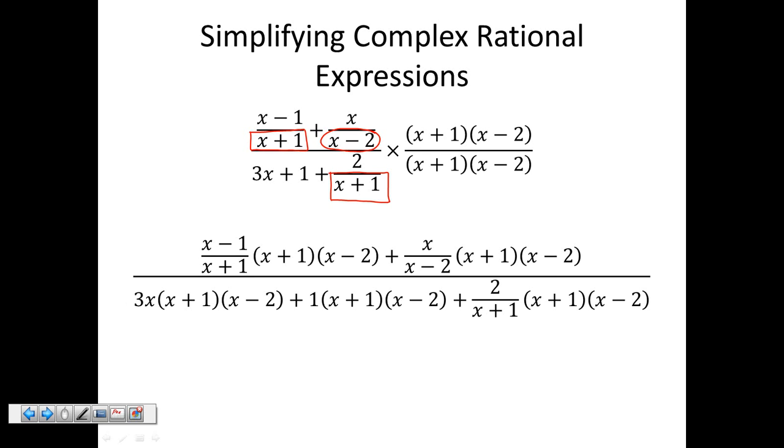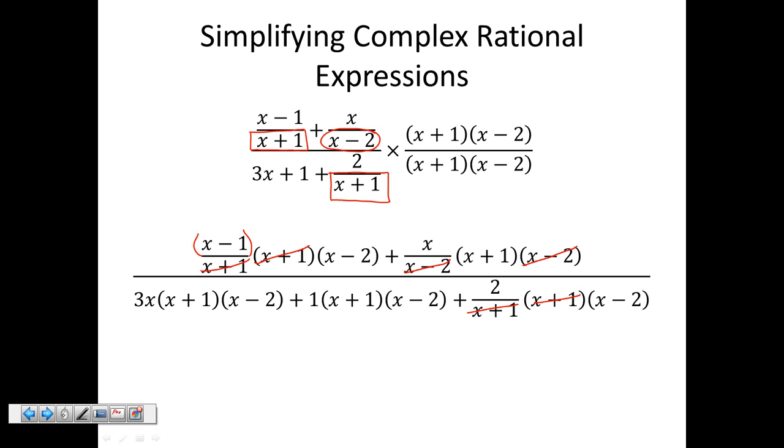Now, I've drawn it all out in gory detail. Take a look at what's going to cancel and what's not going to cancel. My x plus 1s will cancel right here. I'm still going to have this x minus 1 times the x minus 2. My x minus 2's are going to cancel right here. I still have to take that x and multiply it by the x plus 1. The 3x plus 1 didn't have anything to cancel, the x plus 1 or the x minus 2. I'm stuck multiplying by all of it. Oh, shoo! But I do get to cancel this x plus 1 with this x plus 1.